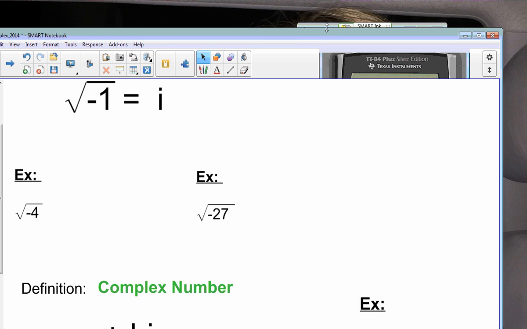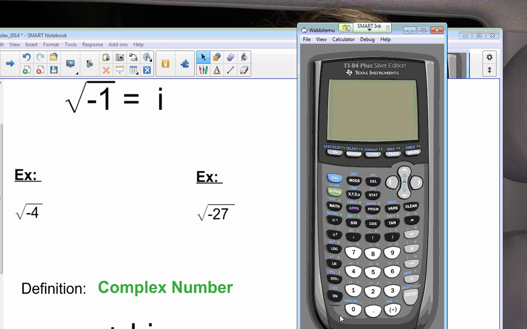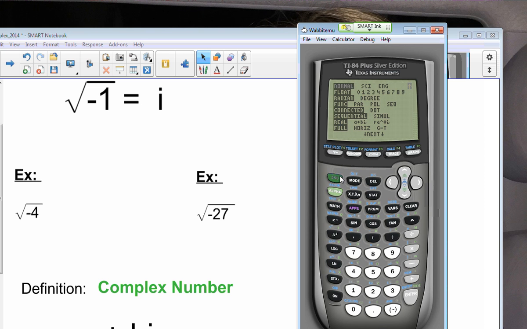Okay, I am in my mode on my calculator. I'm in this real mode. Do you see that right here? It says real. I asked you guys to change it. But if I just typed in right now the square root of negative 4, look what happens. It says non-real answer because I have a negative underneath the square root.